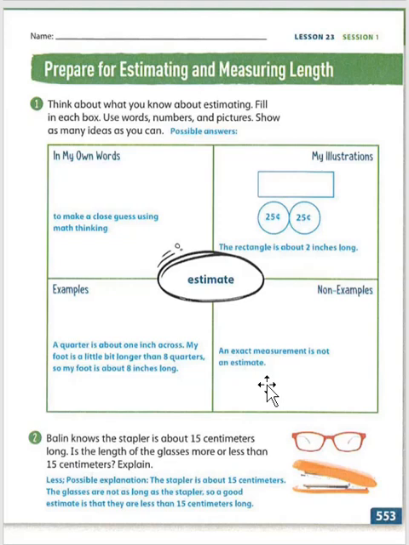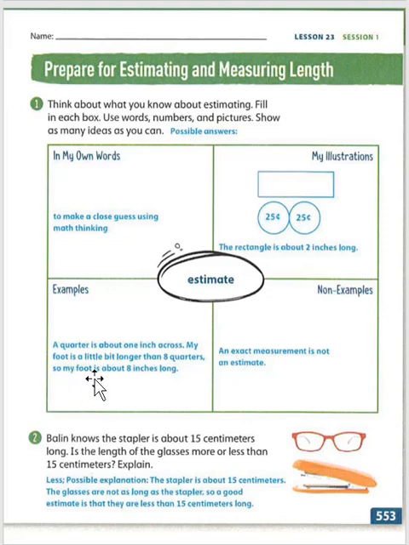No, it's not guessing, it's checking it. A quarter is about 1 inch across. My foot is a little bit longer than 8 quarters, so my foot is about 8 inches long. Okay? If you put 8 quarters along, you could guess it's about 8 inches.